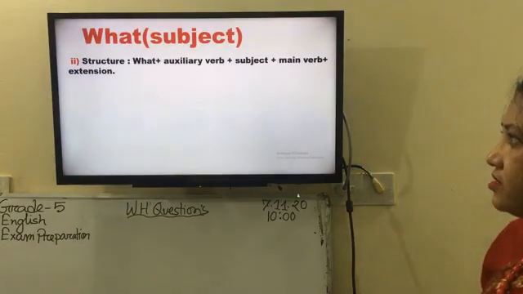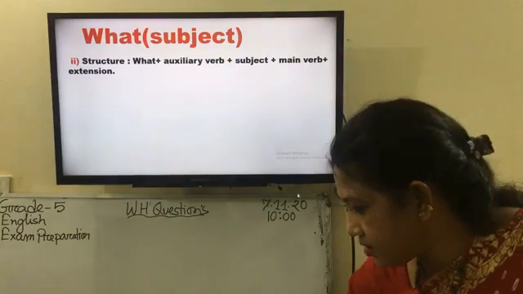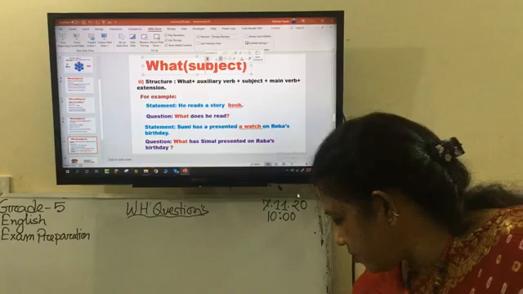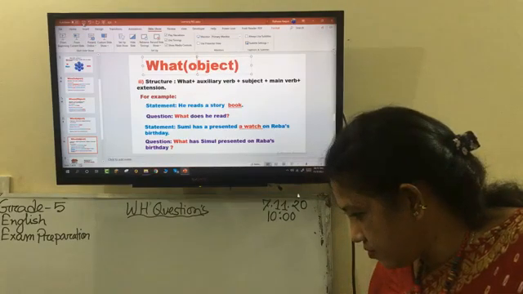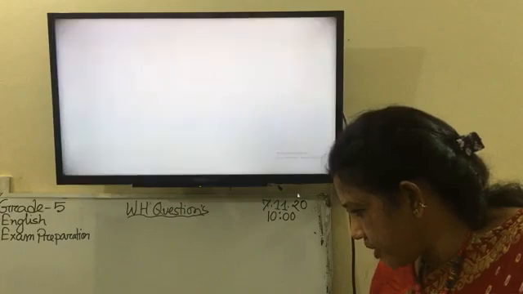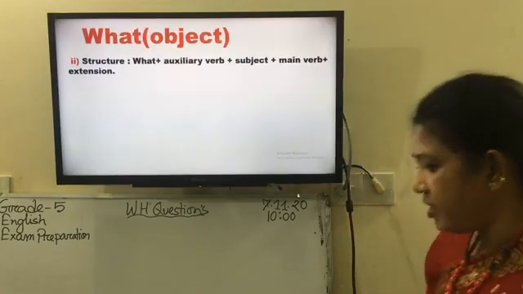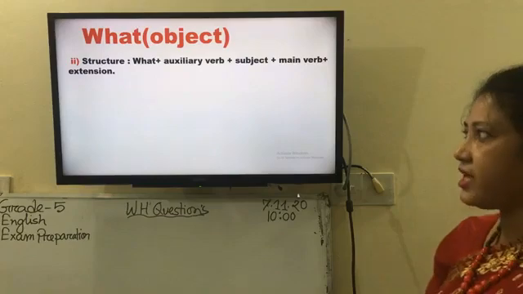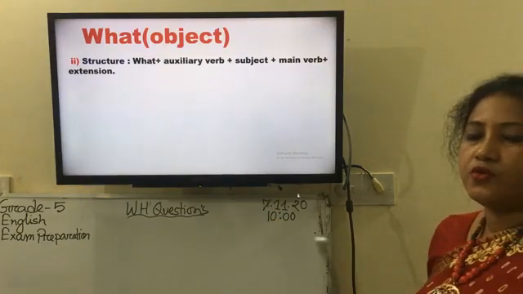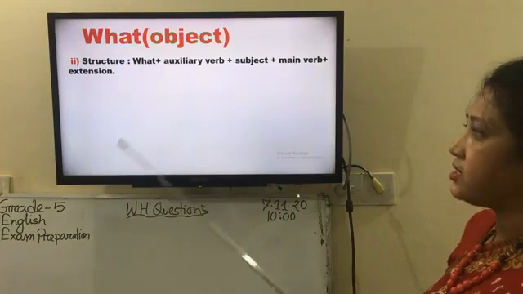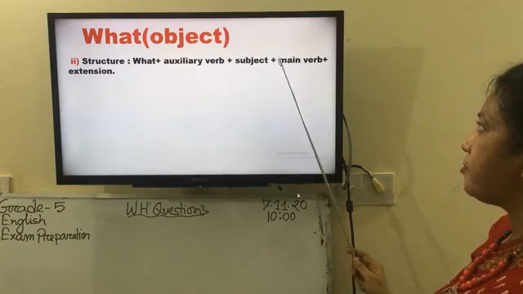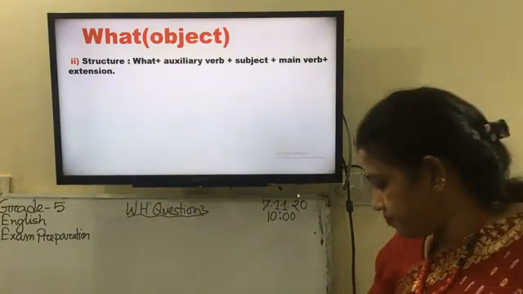It is also object, sub-structure. The structure is what plus auxiliary verb plus subject plus main verb plus extension. This is the second structure. What has two structures. Second one is what plus auxiliary verb plus subject plus main verb plus extension.